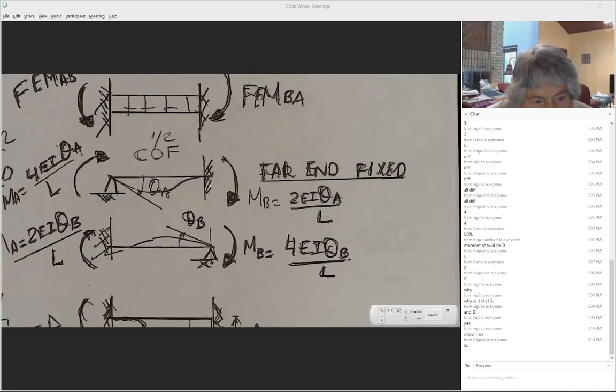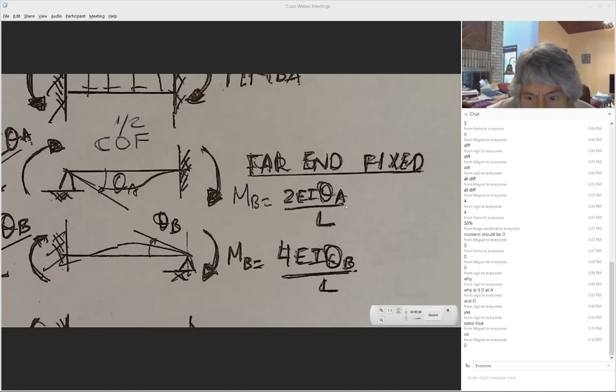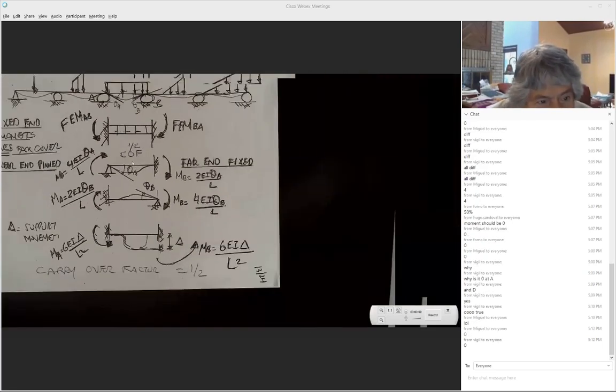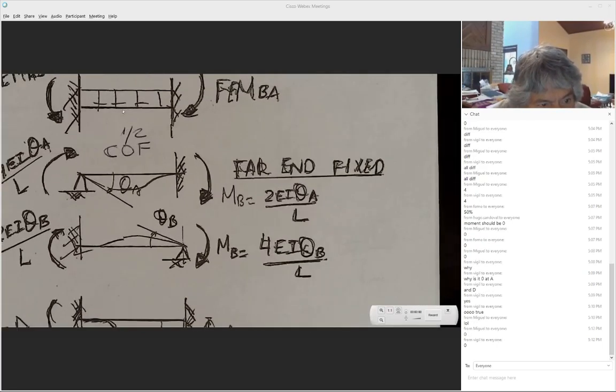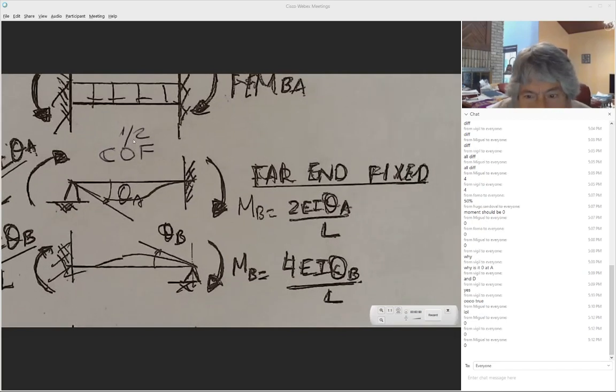So is this where a pin or a roller? What would be the moment in here? What would this moment be equal to? 0. So what is the value of the carryover factor? Instead of being 1/2, what is this value? 0. So we're gonna modify the stiffness.